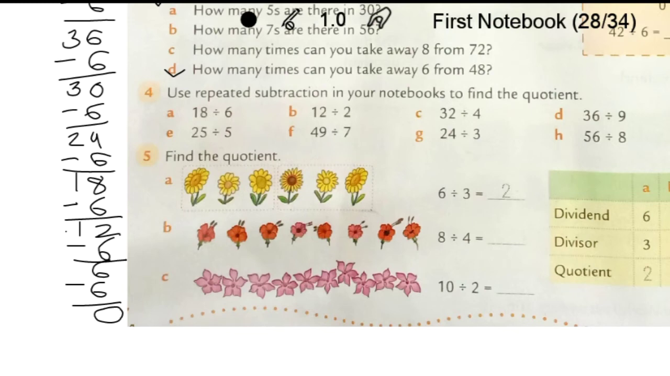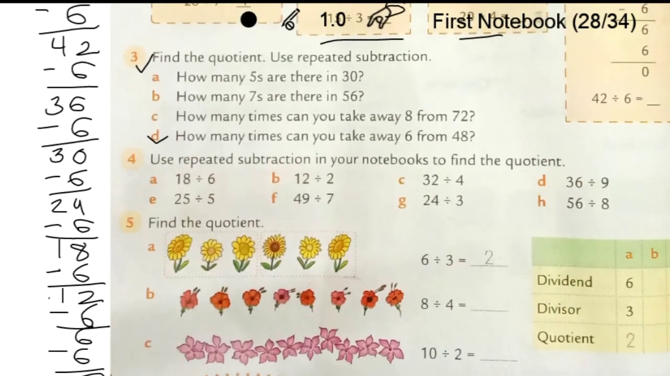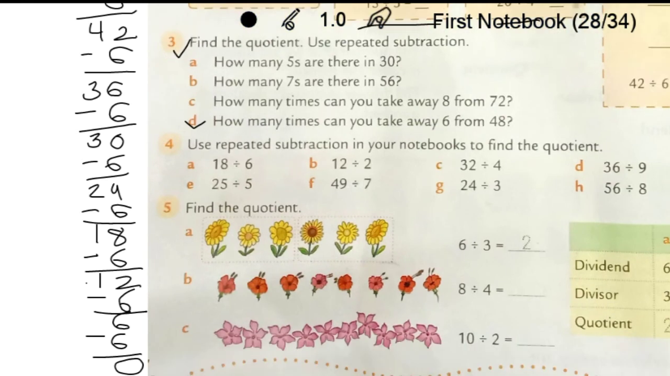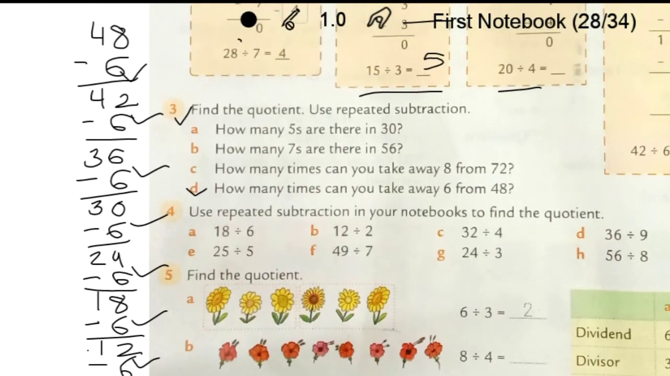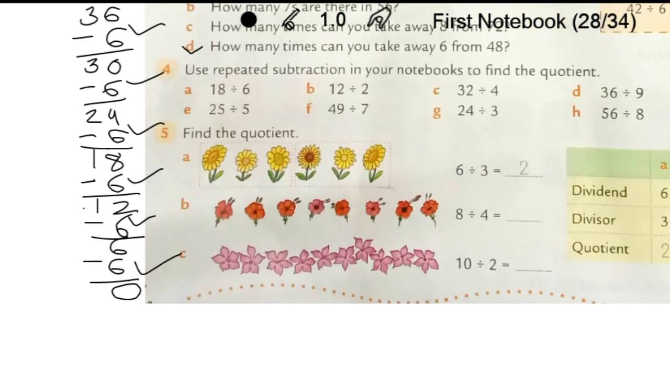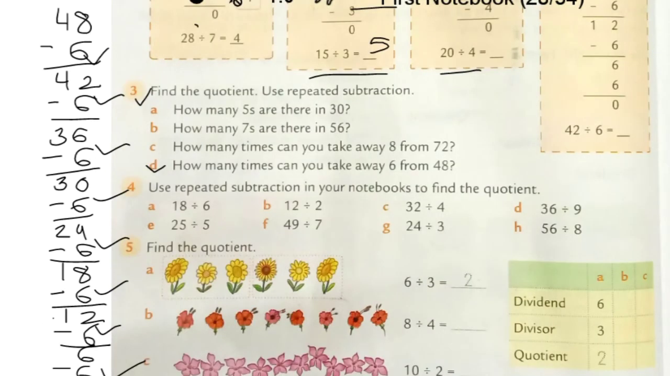it is 0. So here, how many times have we taken out 6? Just see this. 1, 2, 3, 4, 5, 6, 7 and 8. So here our division sentence will be 48 divided by 6 is equal to 8. Okay, so scholars, you have to solve this question like this in your notebook.